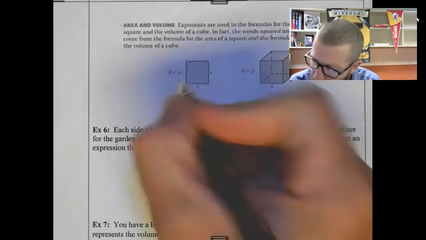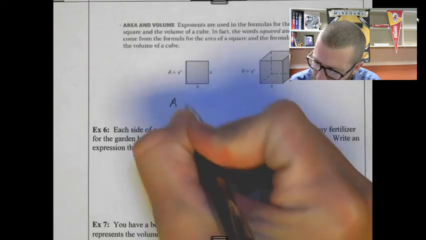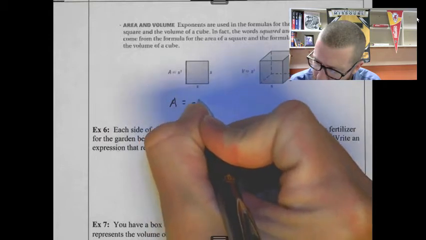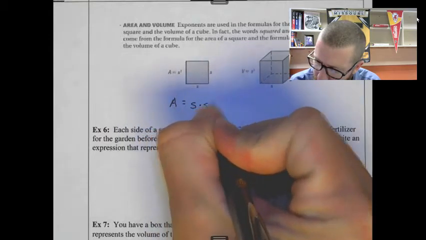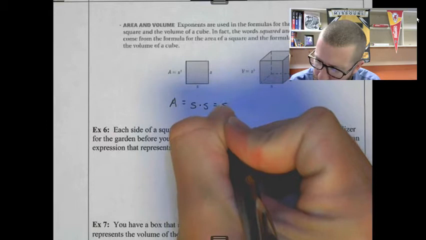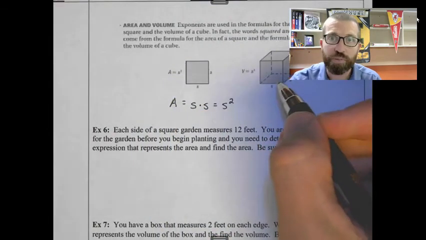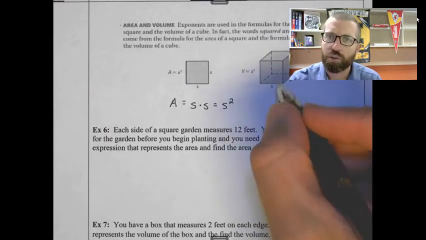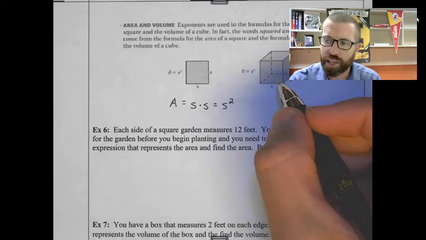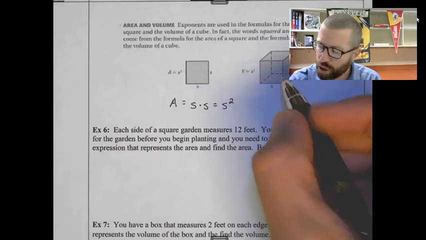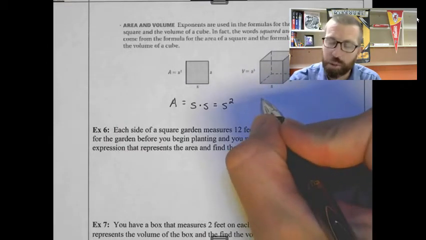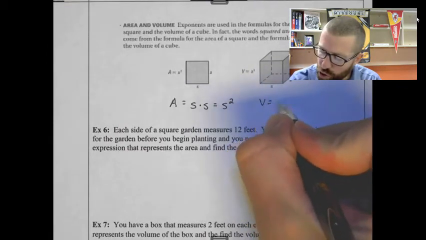So we have these 2 formulas. Area for a square, if S is the side, is S times S, which is S squared. And then volume involves all 3 dimensions. So with volume, you have length times width times height, or S times S times S, which is S cubed.